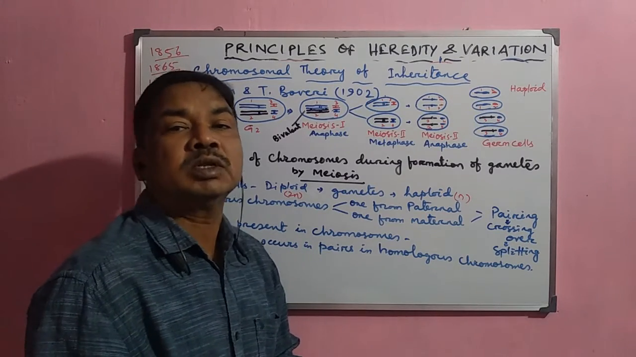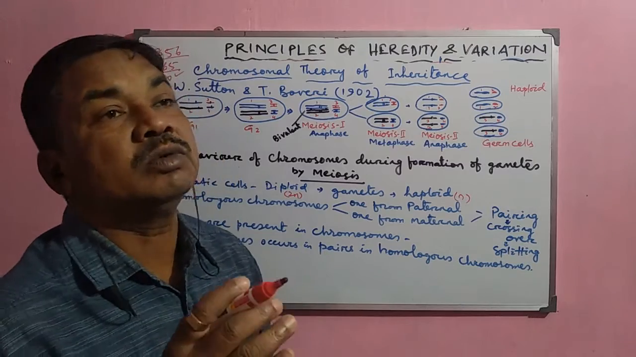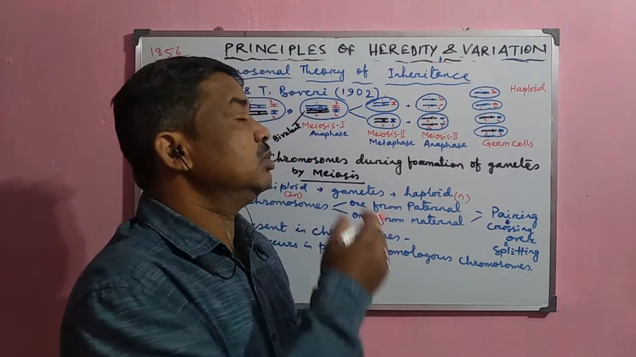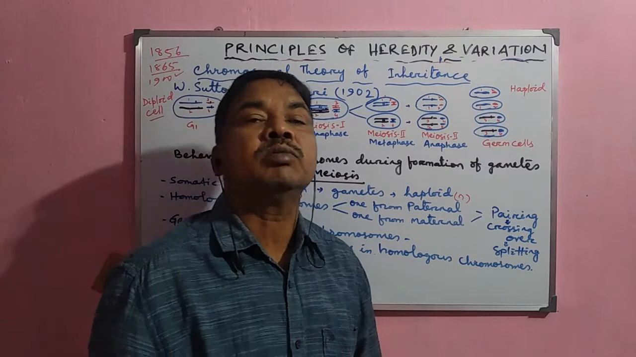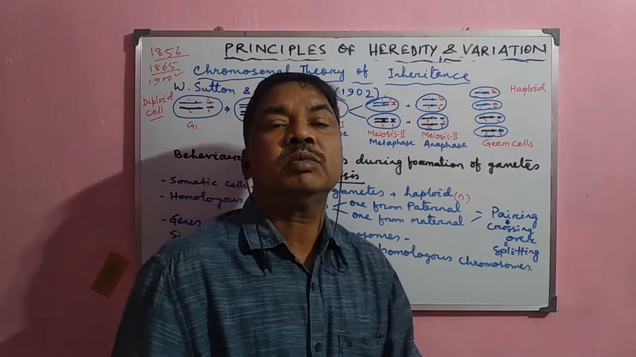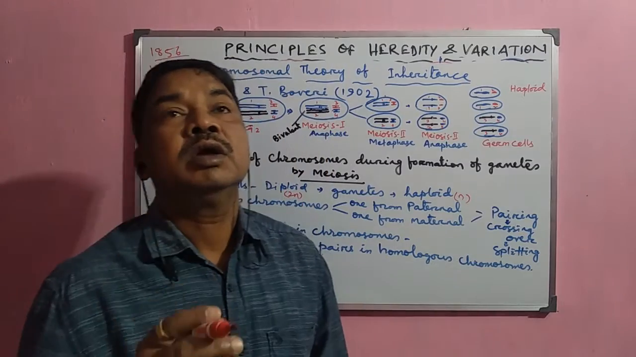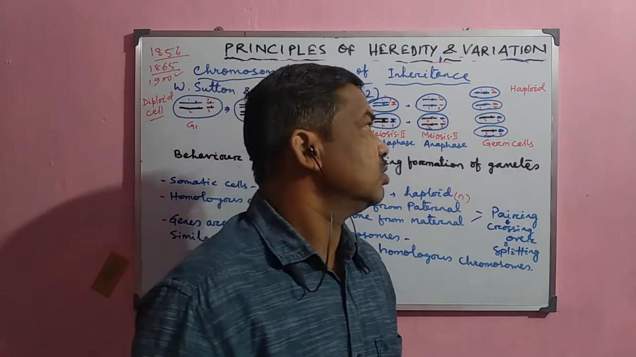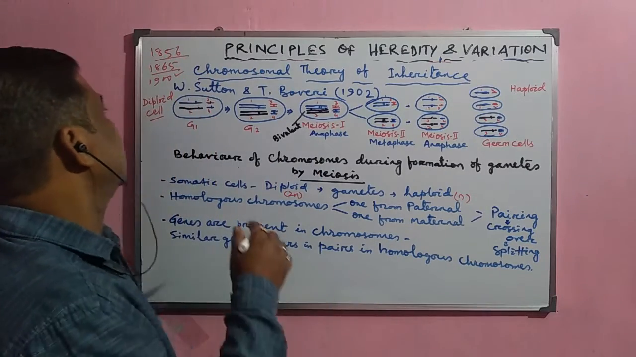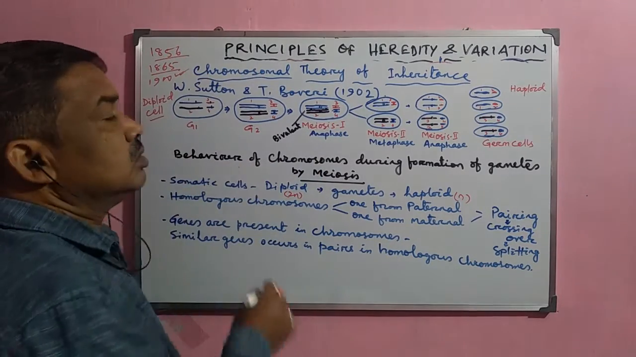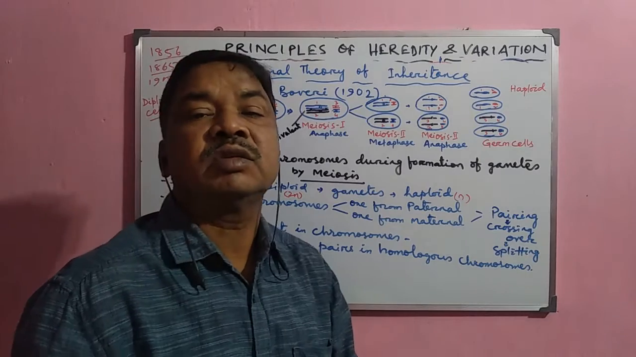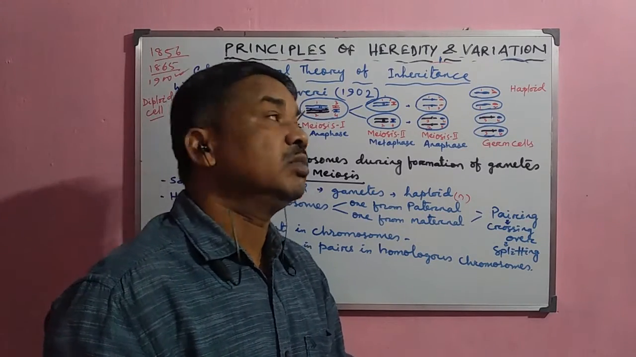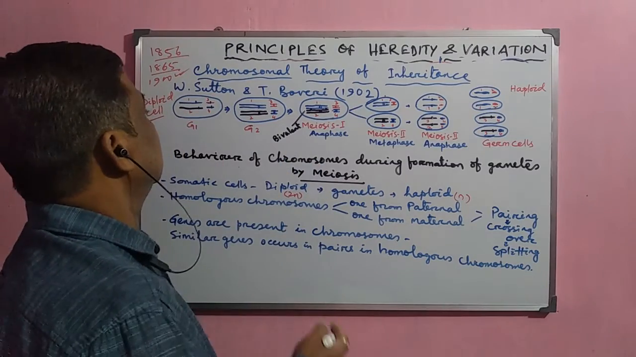Another important factor was the mathematical and statistical analysis of the experimental data. Most of the biologists were not acquainted with these mathematical and statistical tools. So it was not recognized till 1900, and Hugo de Vries, Correns and Tschermak, these three scientists, recognized it around 1900 AD.